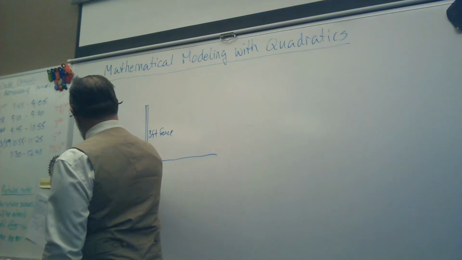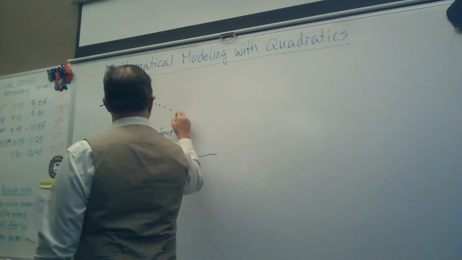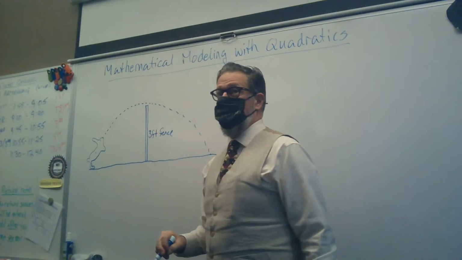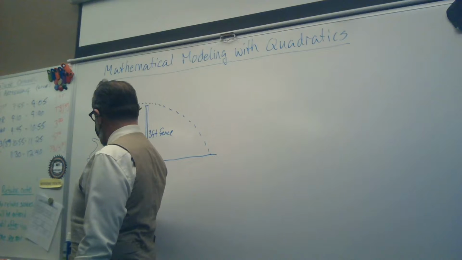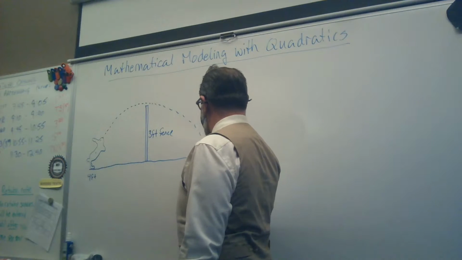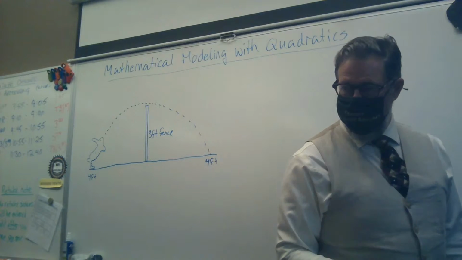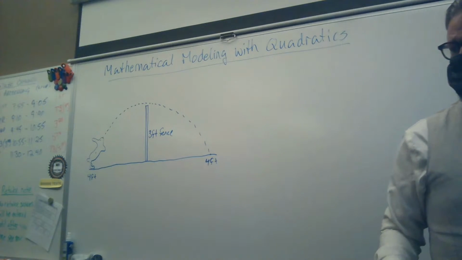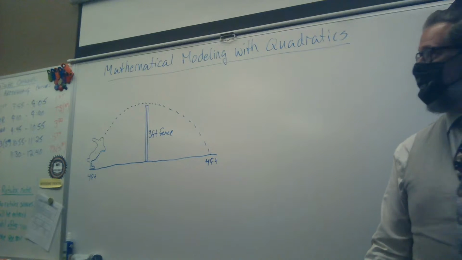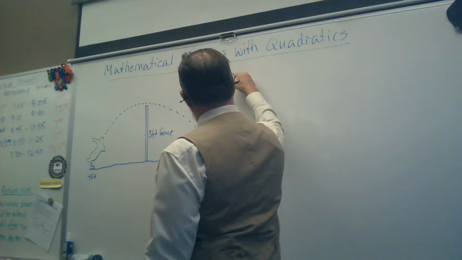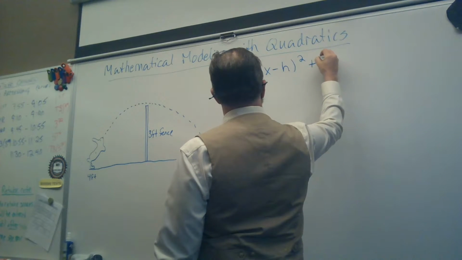So this jackrabbit leaves the ground and just clears the fence and then lands on the ground over here. And he leaves the ground 4 feet from the fence, and he lands 4 feet from the fence. Now, what does our equation of a quadratic look like? We are going to use the vertex form of the quadratic.